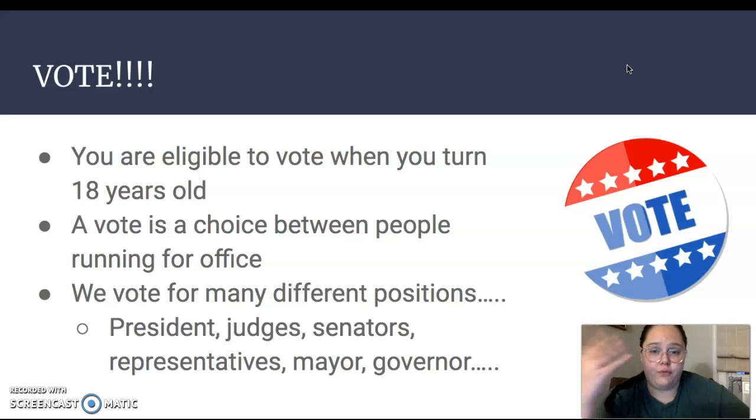So when you vote for people, there will be a list that you can choose from different political parties. And we vote for many different positions. We vote for president, judges, senators, representatives, mayor, governor, and even more.